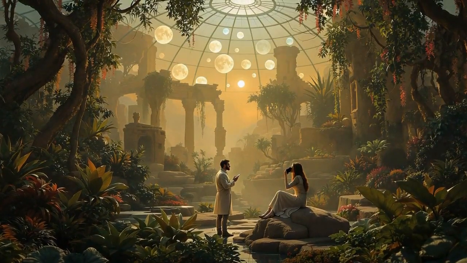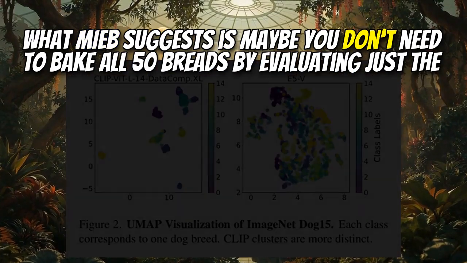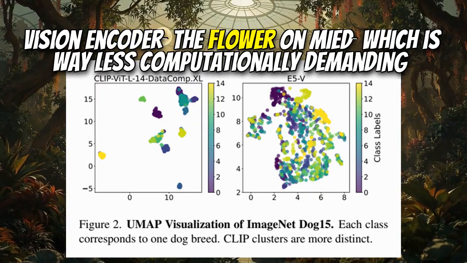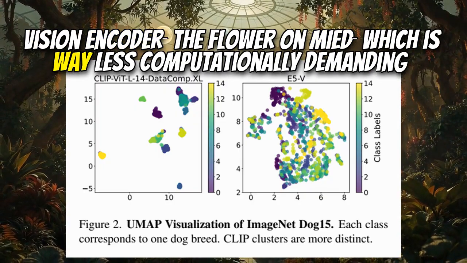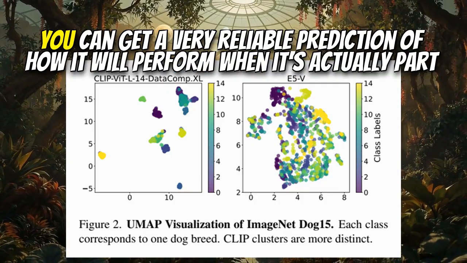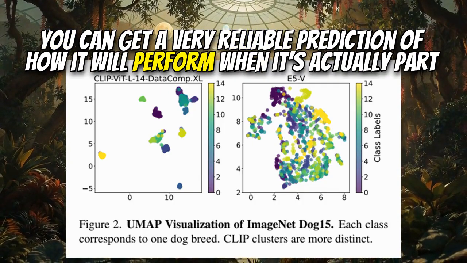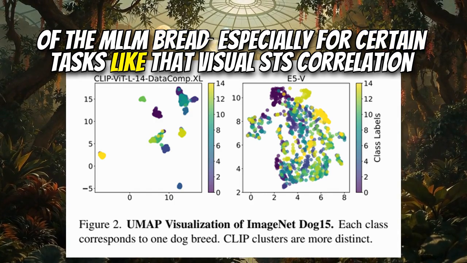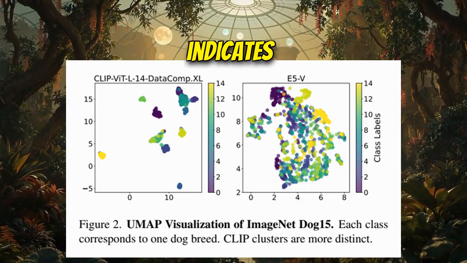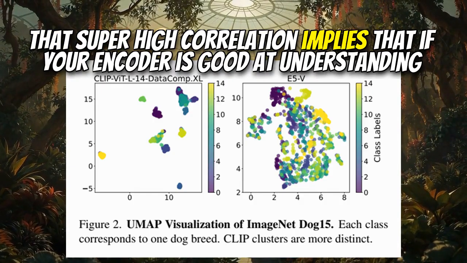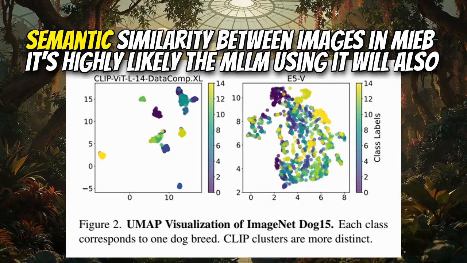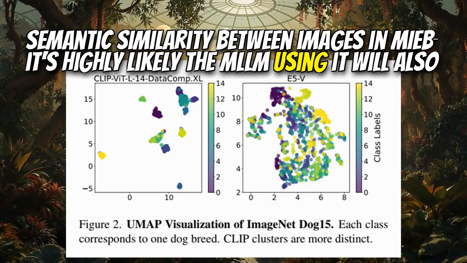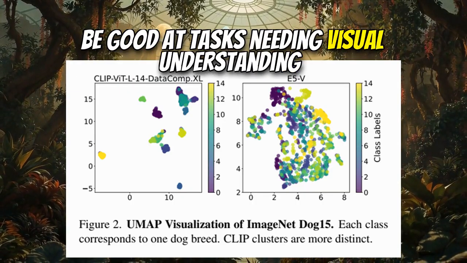That's a great analogy. What MIEB suggests is maybe you don't need to bake all 50 breads. By evaluating just the vision encoder, the flour, on MIEB, which is way less computationally demanding, you can get a very reliable prediction of how it will perform when it's actually part of the MLLM bread. Especially for certain tasks, like that visual STS correlation indicates. Right. That super high correlation implies that if your encoder is good at understanding semantic similarity between images in MIEB, it's highly likely the MLLM using it will also be good at tasks needing visual understanding.